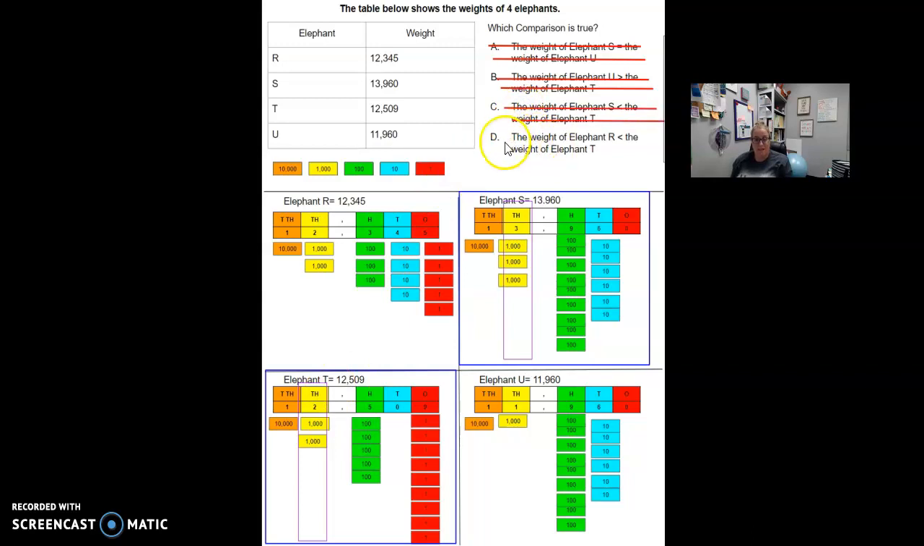So I should be getting excited because I'm like, oh yeah, the answer is D. I can just circle it. But I cannot. I have to prove my answer to make sure I didn't make a mistake somewhere. So let's actually look at it.